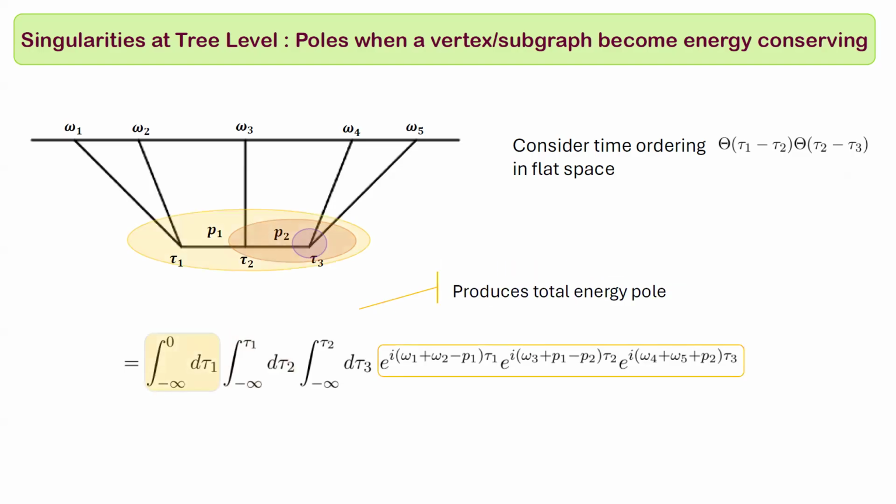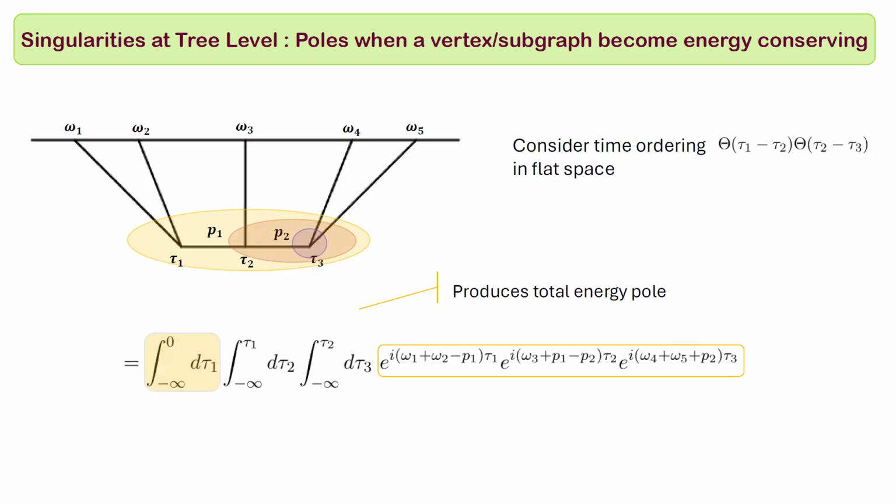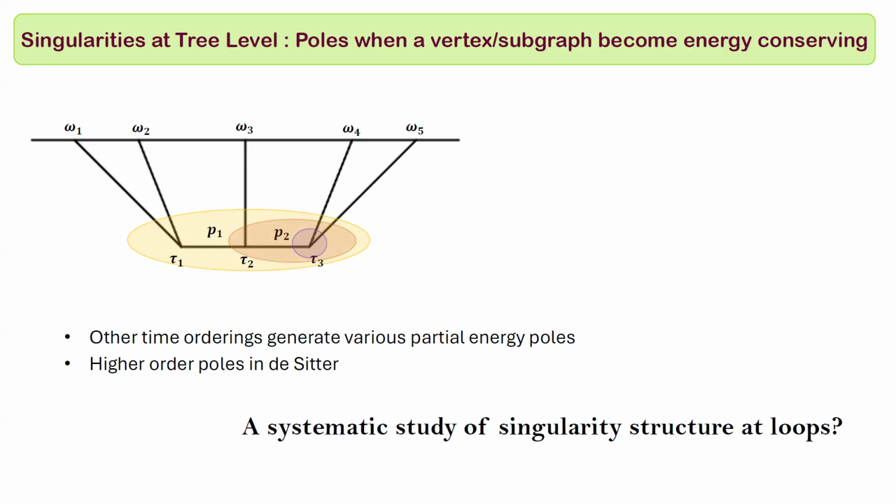Finally, after computing the tau1 integral, from summing the arguments of these three exponentials, you can see you will produce a total energy pole, 1 by omega 1, 2, 3, 4, 5. And since all other time orderings are present as well, you will produce all possible partial energy poles. And since in de Sitter the mode functions have additional factors of tau, you will have additional factors of tau in the integral, and you will produce higher order poles in de Sitter. However, this understanding is missing at loop level.